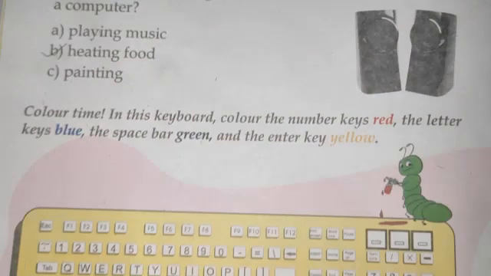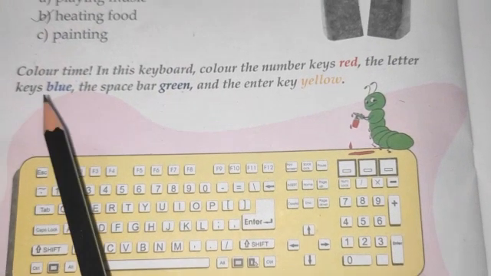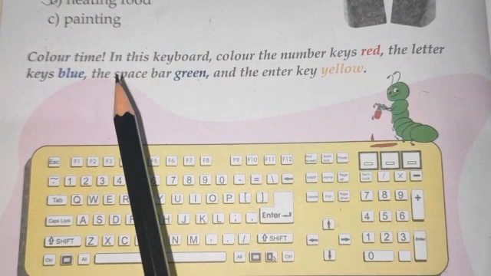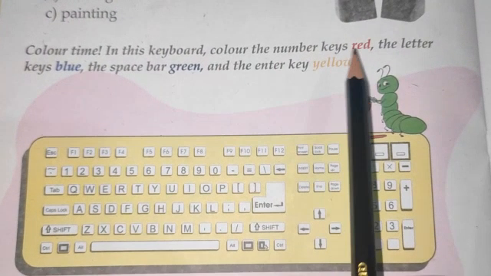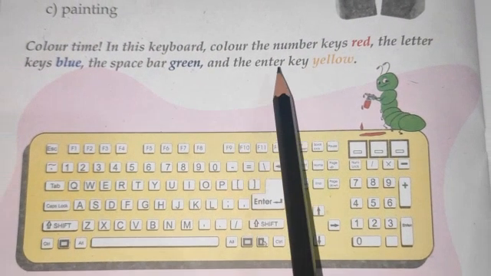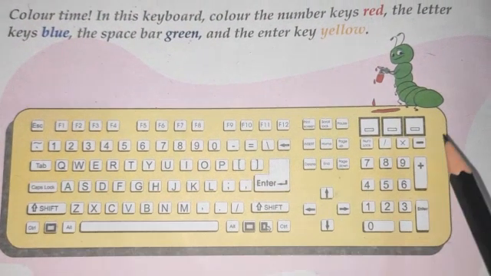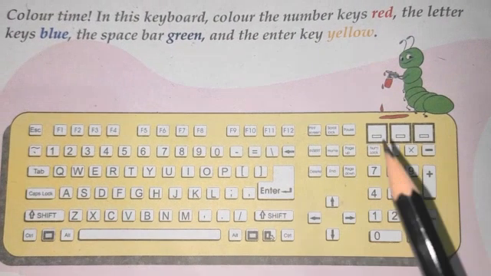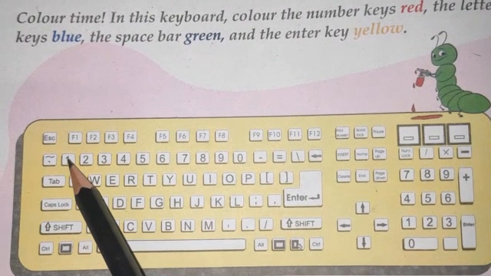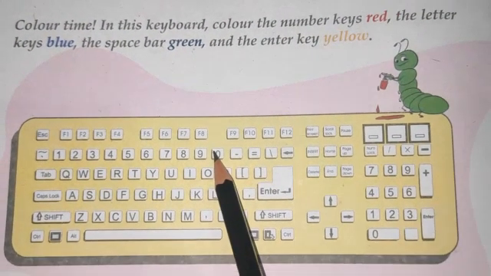Okay. Then here is an activity given for you. It's a color time activity. Let us read. Color time. In this keyboard, color the number keys red, the letter keys blue, the space bar green, and the enter key yellow. So you have to use different colors for different keys. So you have to color the number keys from number 1 to number 0. You have to color them with red color.